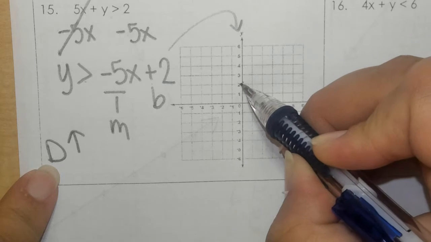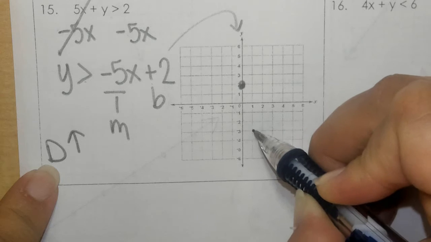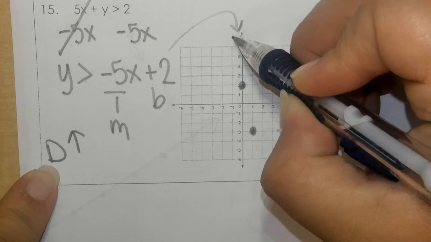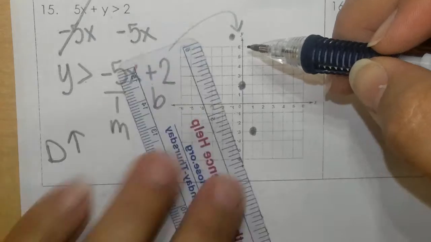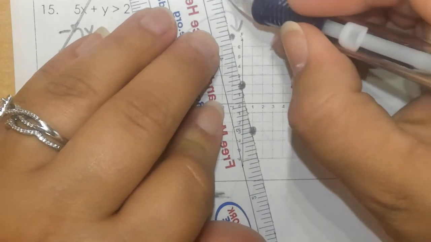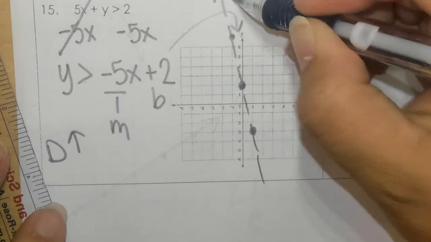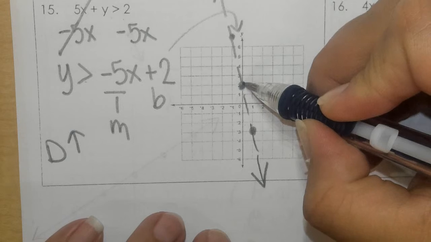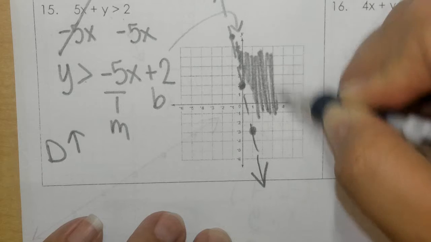So starting at 2, go down 5, right 1. We also can go up 5 over 1. I know we're off the graph a little bit there. That's okay. Dash that. And then to shade up, we go back to where we started. I go up, and I see that this side of my graph is what we shade.